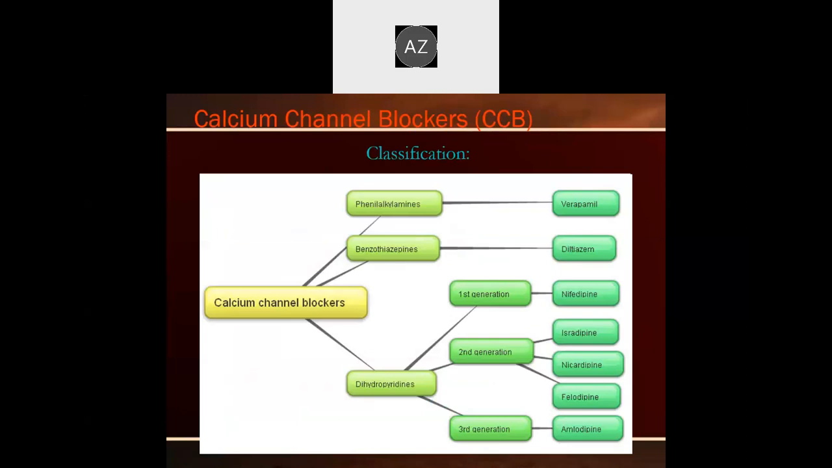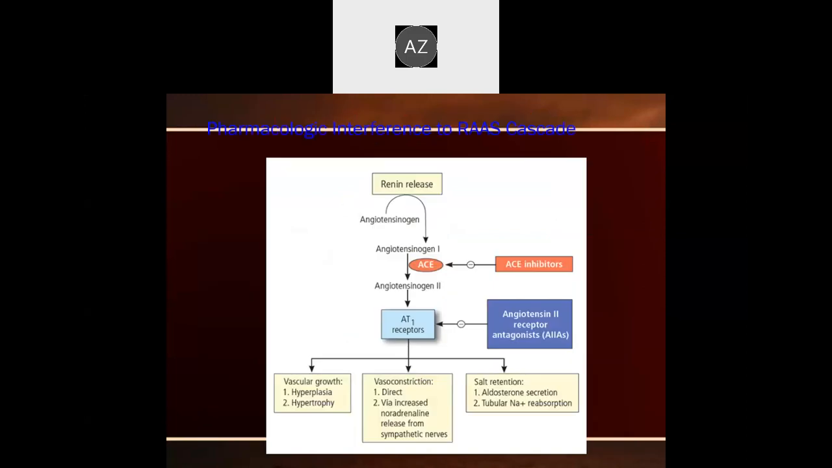We talk about calcium channel blockers. We have the phenylalkylamines. These are like verapamil. You have the benzothiazepines. We have diltiazem. And then we have the dihydropyridines. We have the first, the second, and the third generation. So we have nifedipine as the most common. We have nicardipine, the second generation. We have amlodipine as the third generation.